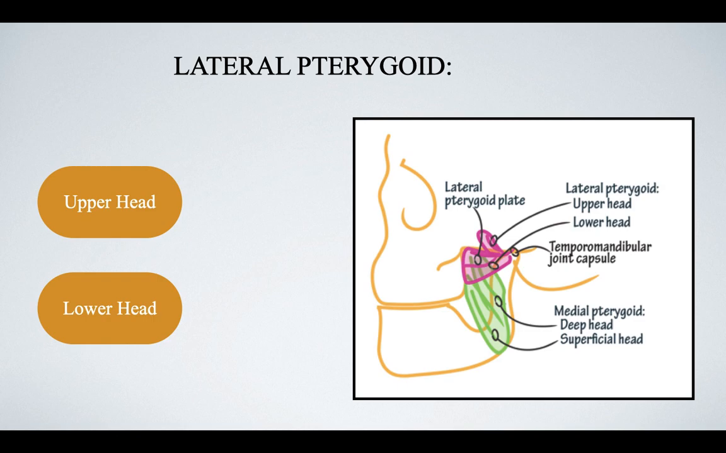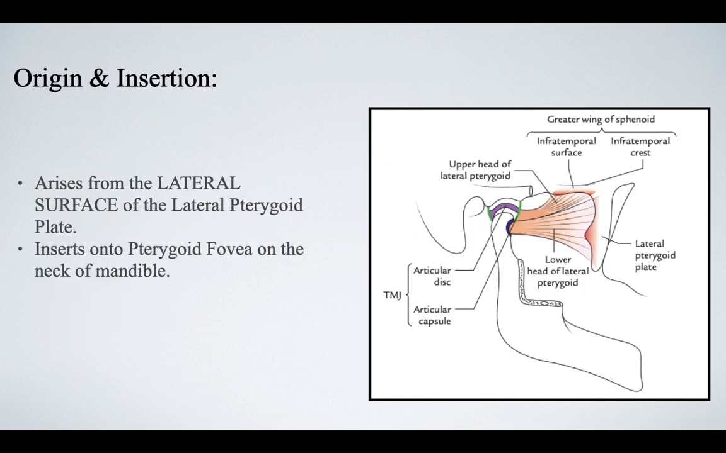Lateral pterygoid. This is a short conical muscle consisting of small upper head and a large lower head. This is regarded as the key muscle of the infratemporal region. It is also known as external pterygoid muscle. The upper head arises from the infratemporal surface and crest of greater wing of sphenoid and inserts onto the articular disc and capsule of the TMJ, whereas the lower head arises from the lateral surface of lateral pterygoid plate and inserts onto the pterygoid fovea present on the neck of the mandible.